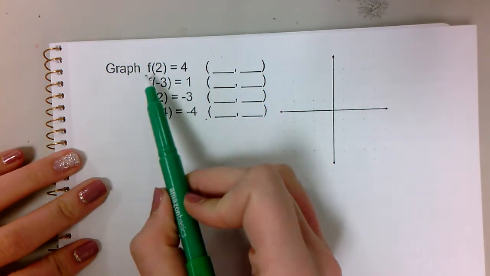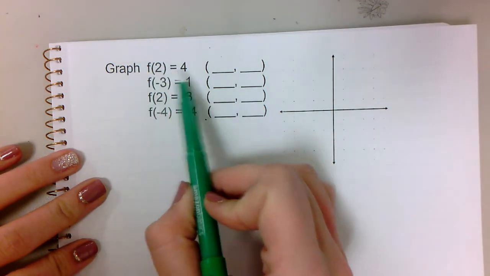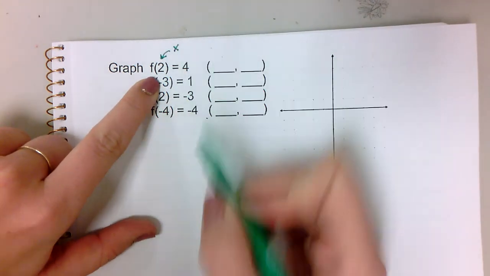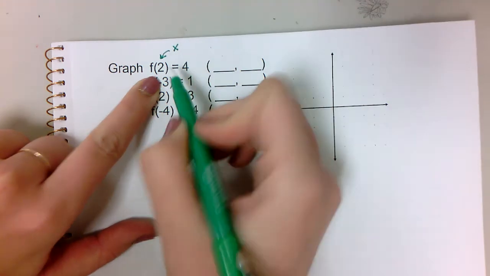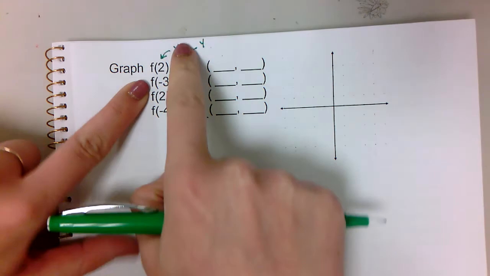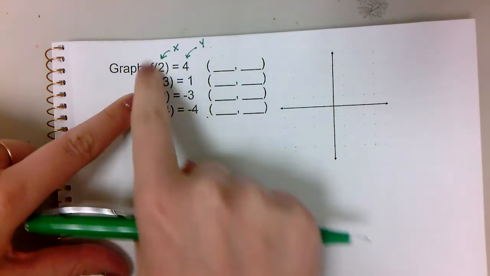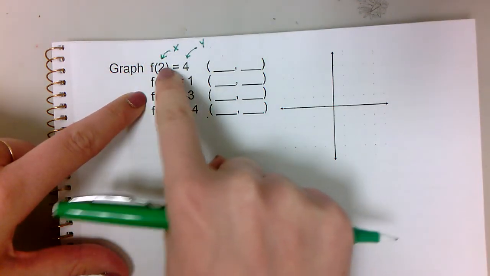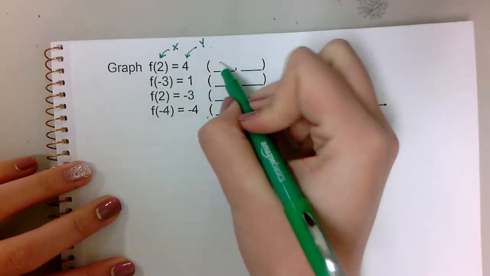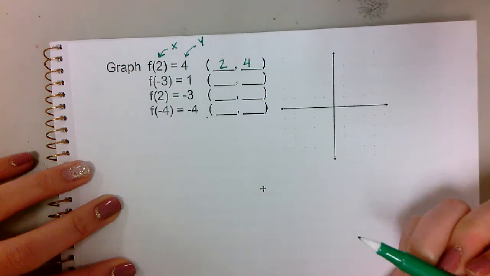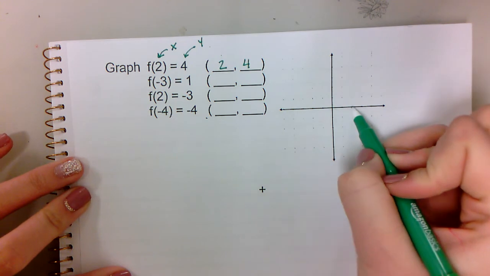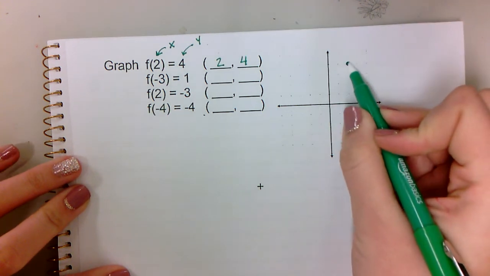So let's look at what they've given us. They said graph f of 2, which equals 4, which means this input value, which is an x, is equal to a y value, right? So when the input is 2, the whole f of x function, or y, will be equal to 4. So when we write that as an ordered pair, it's (2, 4). And so over here on this graph, we're going to plot (2, 4), which would be over 2, up 4.